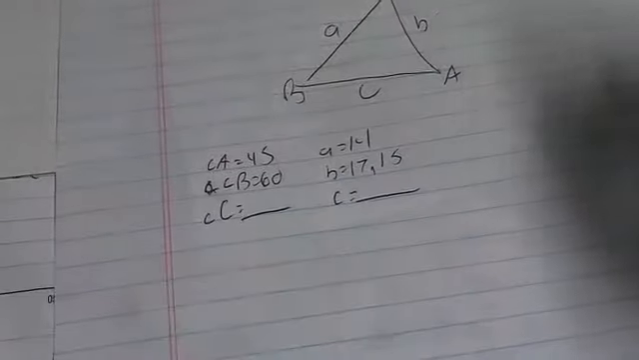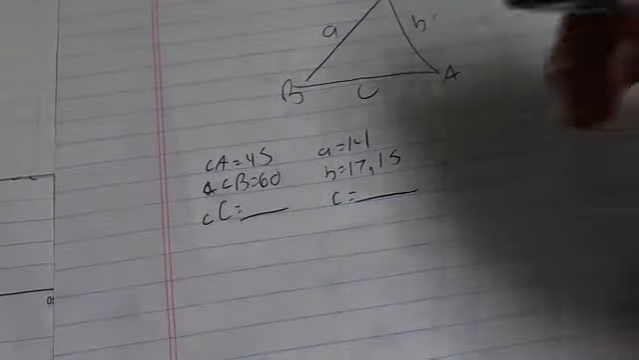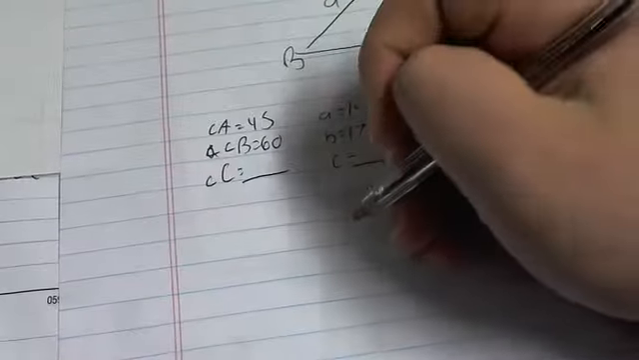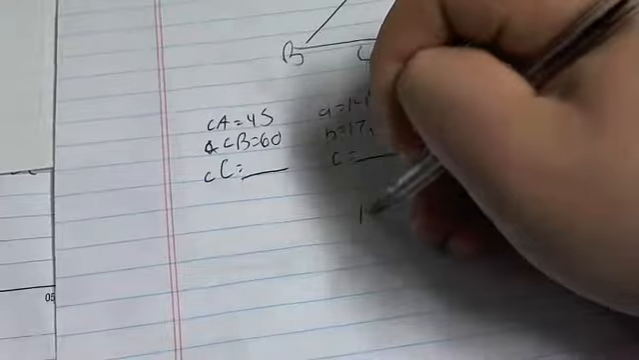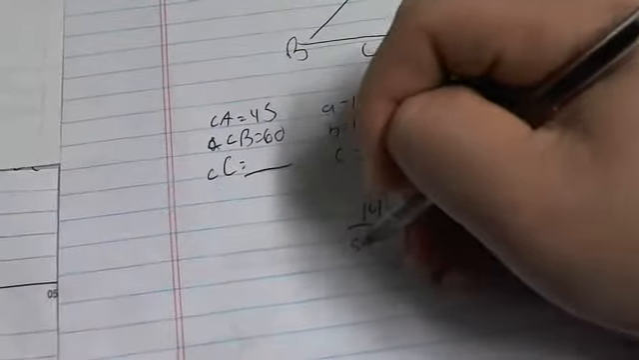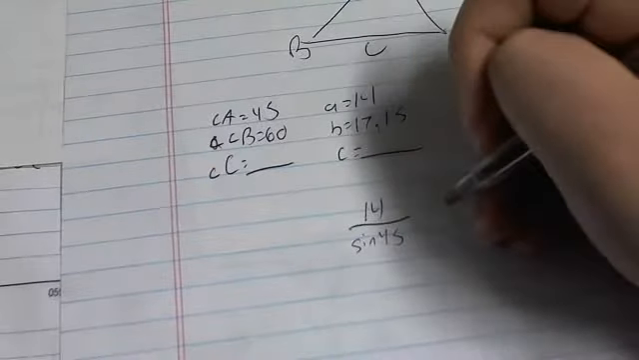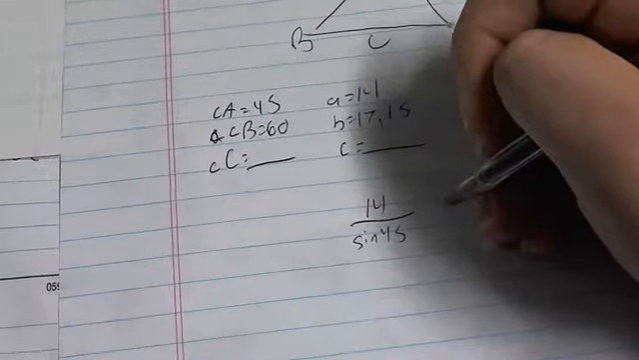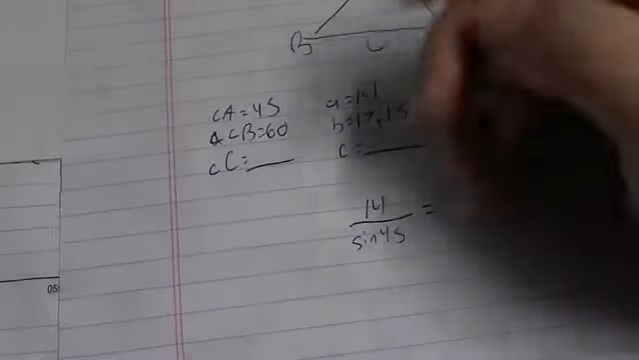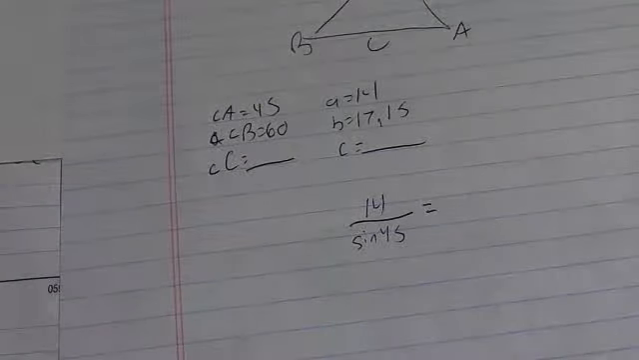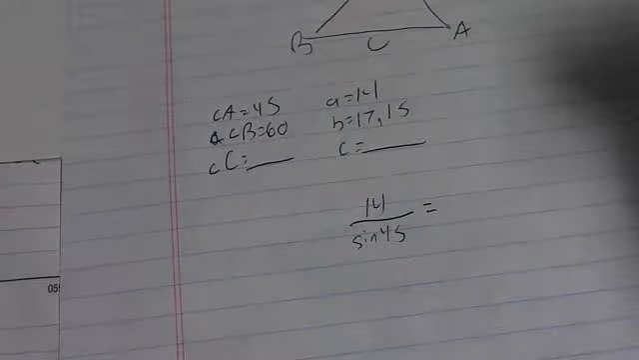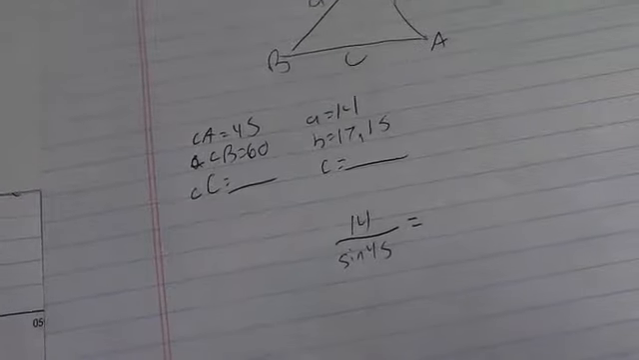Alright, this one's pretty easy. So let's say sine of A, so we just use A. So we have 14 divided by sine of 45 is equal to... I don't think I copied that one right. Sorry, hold on.